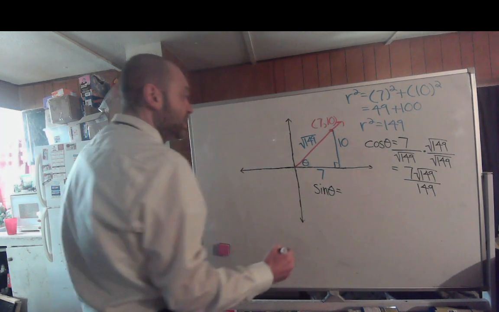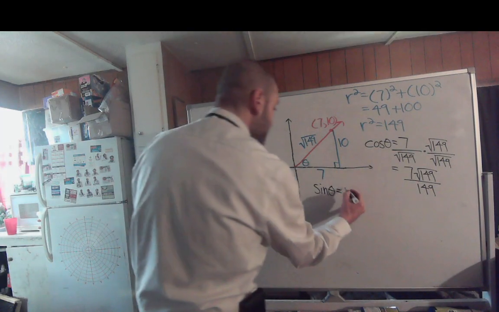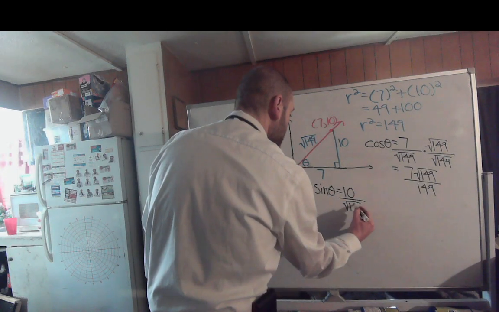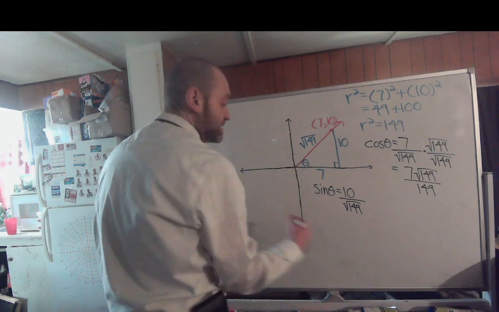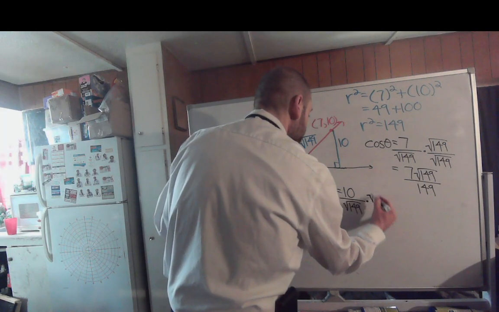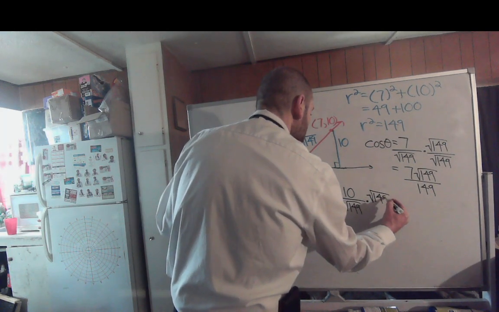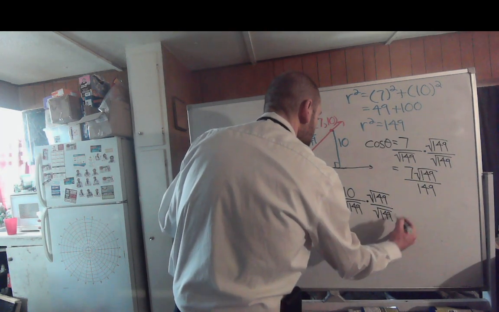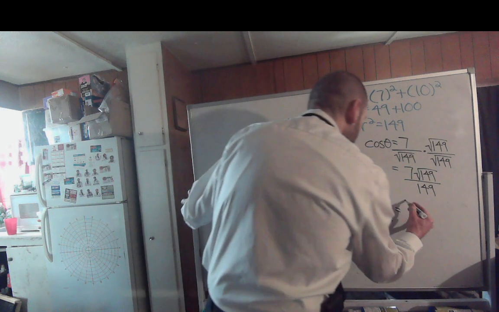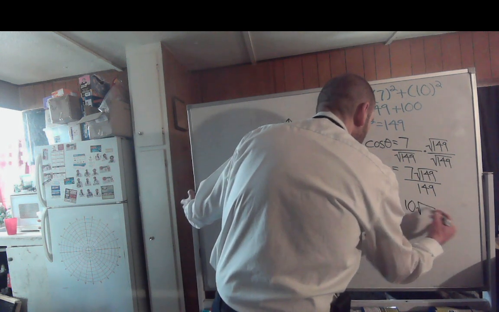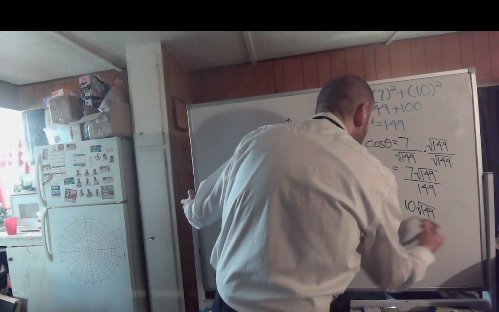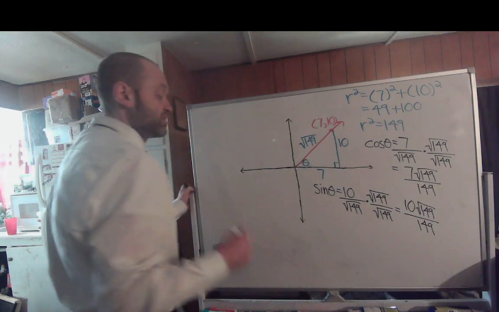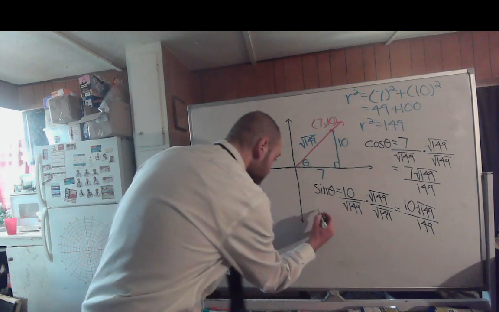Now let's find your sine. So the sine, well, that's your opposite over hypotenuse, so that'd be 10 over the square root of 149. But let's rationalize the denominator here. So that's going to then equal 10 times the square root of 149 all over 149. So there's your sine.